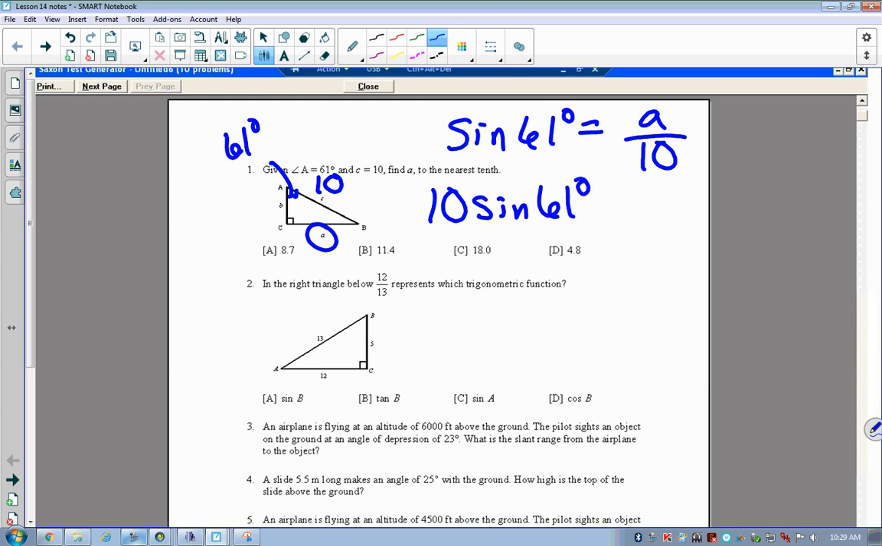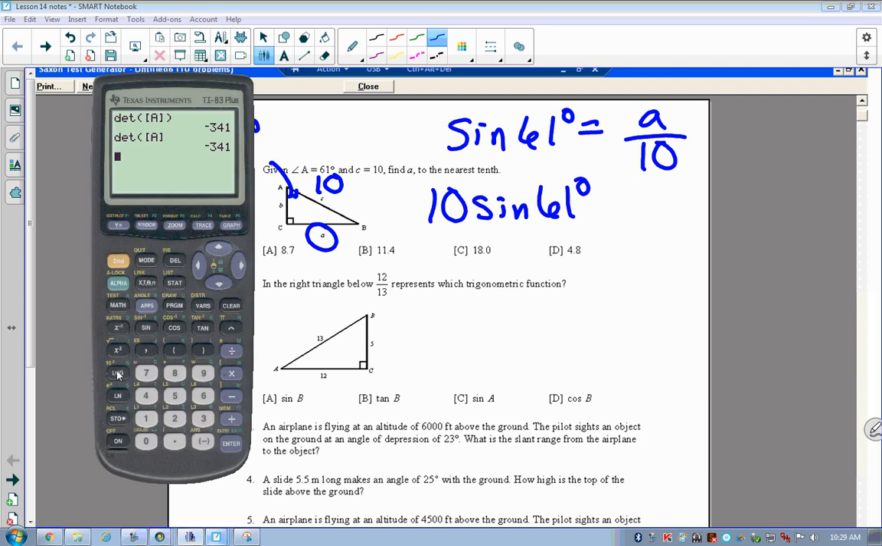Now, what I have to make sure of whenever I go to use my calculator, and I will have to use my calculator for this, is the first thing I need to check is my mode, right? So I'm going to hit mode, which is right underneath the word quit. And notice how whenever I come down here, radians are selected.